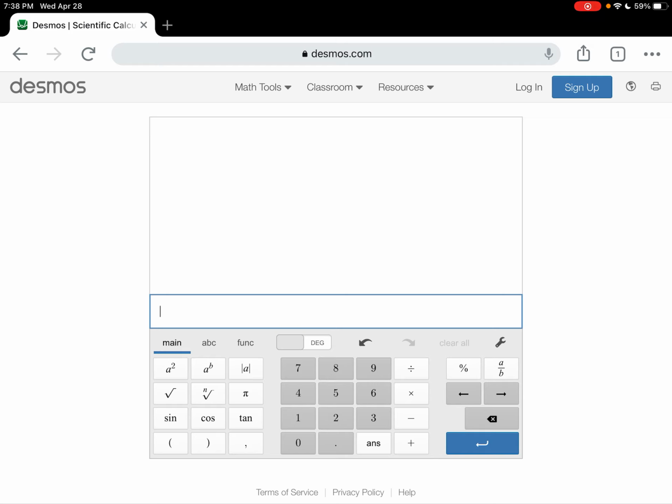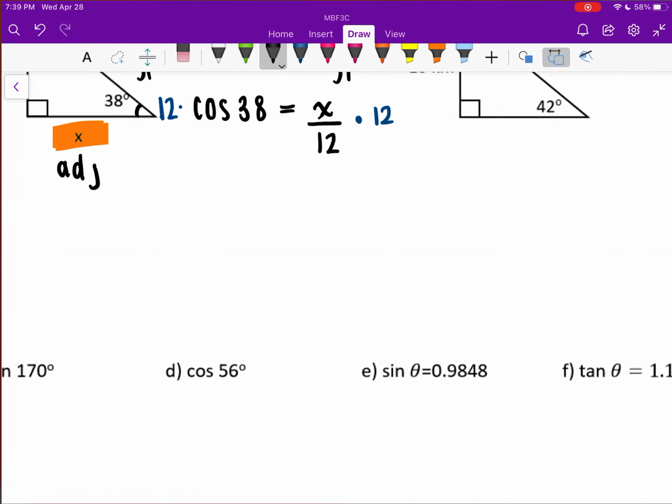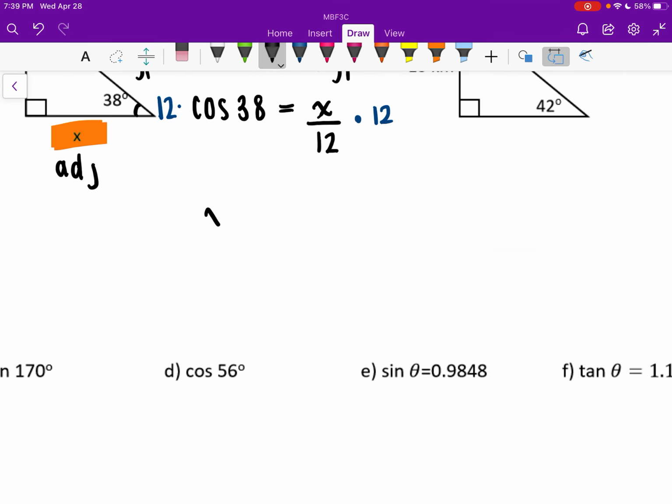So my question is asking me what's 12. So I'm going to put in 12 times, right? That's why I use that little dot button. Cosine 38. And just make sure you put a bracket at the end of it and then you click your enter. And I know that my answer is 9.456129. I'm just going to do 9.456 and that's going to be my answer. Right? So I know that x is equal to 9.456.